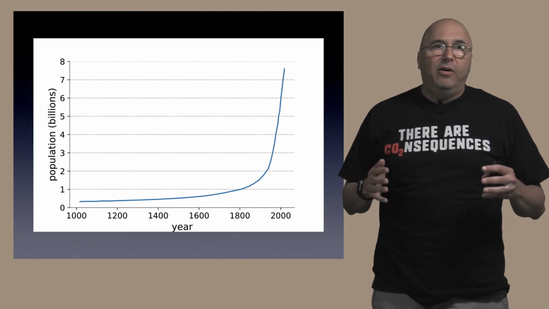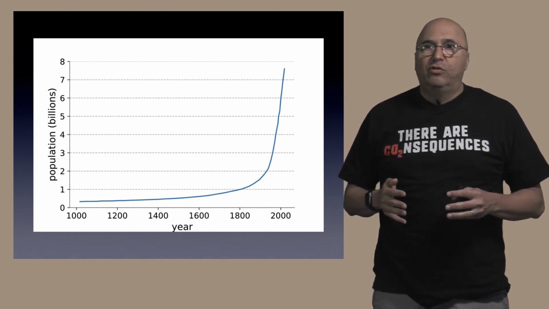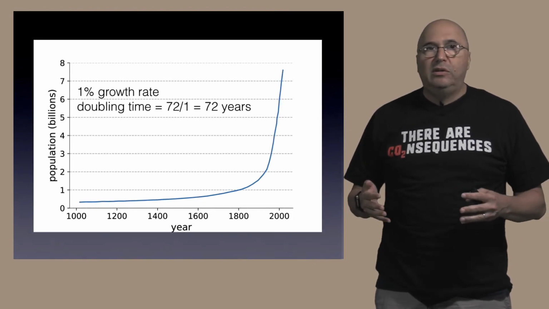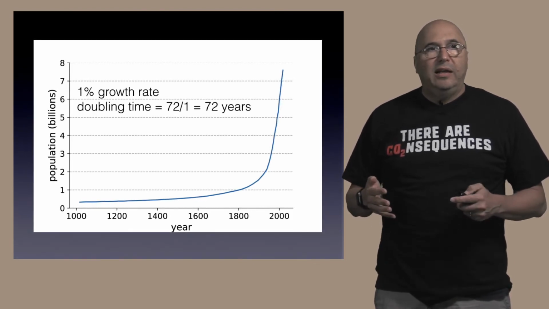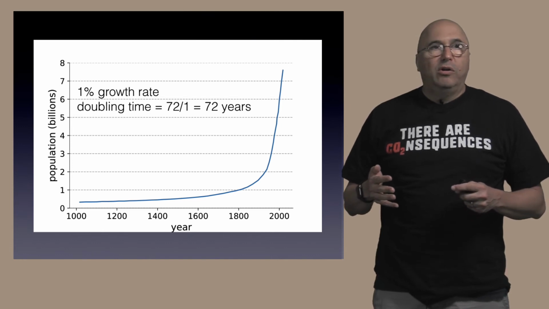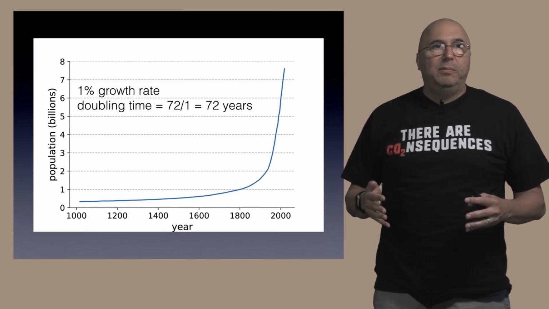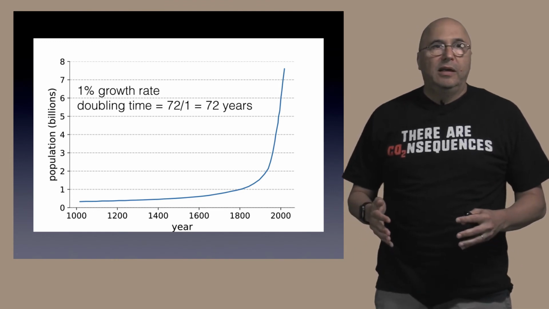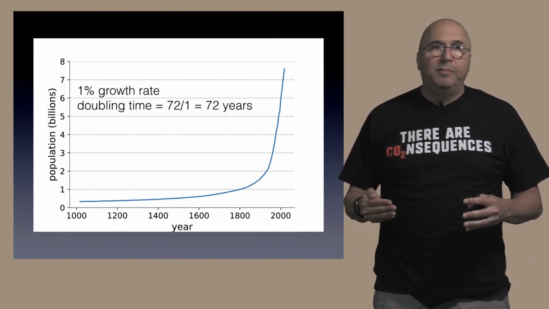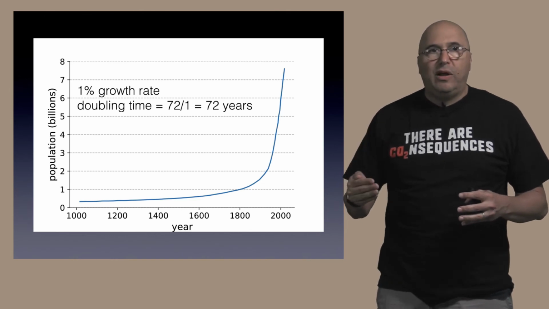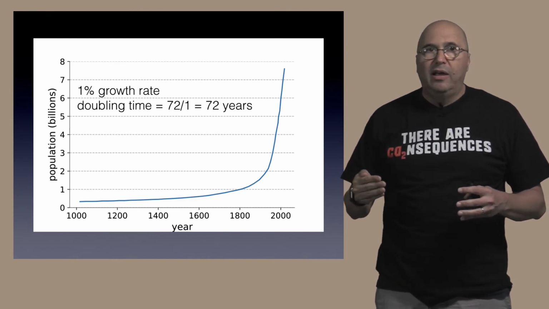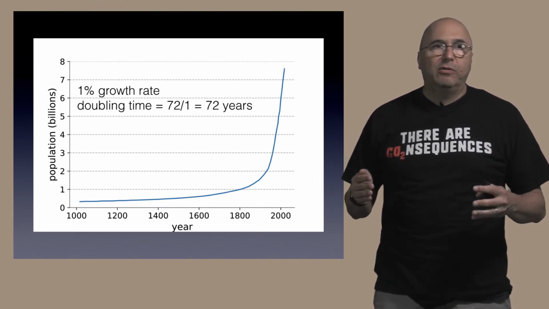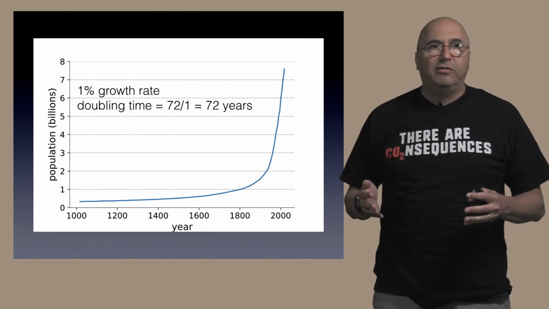The population is now about 7.5 billion and growing at about 1% per year. So the doubling time is about 72 years. At that rate, in 72 years, we'll be at 15 billion people, and in 144 years, we'll be at 30 billion people. Given that 7.5 billion people alive today are severely stressing the planet in so many ways, 15 billion people seems like a stretch, and 30 billion people seems completely out of the realm of possibility.